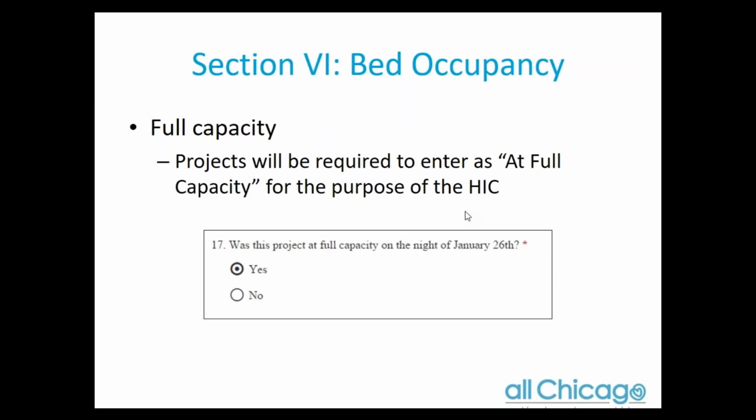You'll be asked whether your program was at full capacity, and for the purpose of the HIC, you will say that you are at full capacity. The reason is because we know that you have a couple of other clients that might be awaiting placement. You're doing the housing location, and you just haven't given your client the unit yet. Maybe you're in the process, or maybe they're still looking for a unit that fits their needs. But for the purpose of the HIC, you're just going to indicate that you were at full capacity.